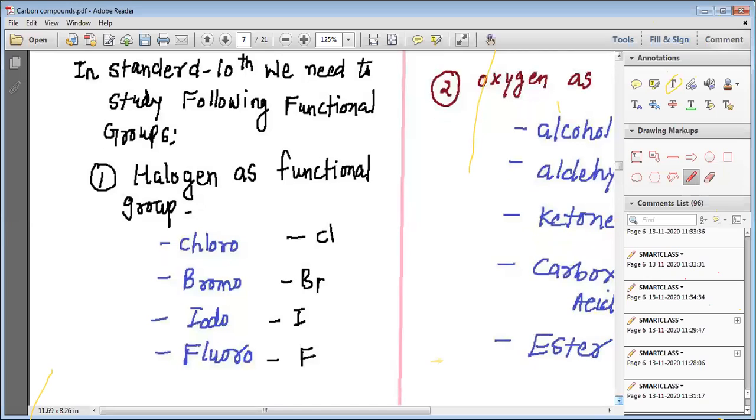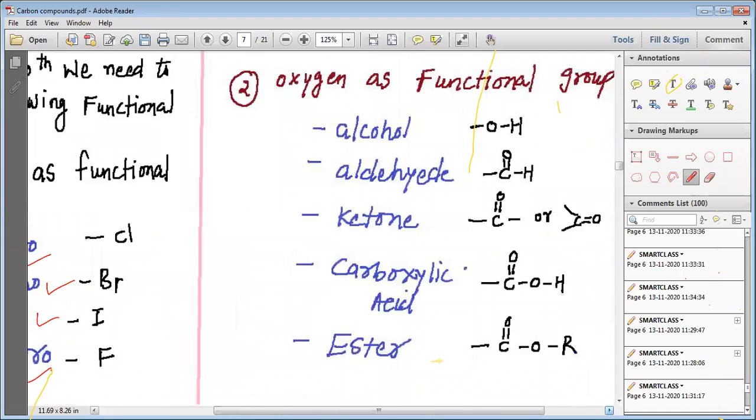In standard 10, my dear students, we need to study the following functional groups. We will study the chloro functional group, the bromo functional group, the iodo functional group, and the fluoro functional group. Please remember that these functional groups are made up of a single atom. We have already seen that a functional group can be an atom or a group of atoms.